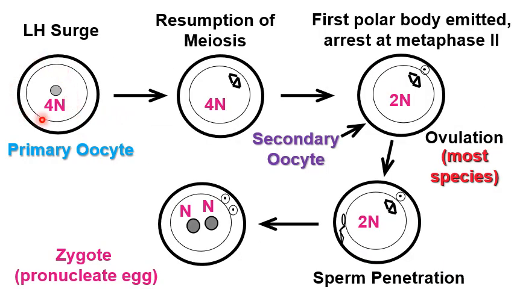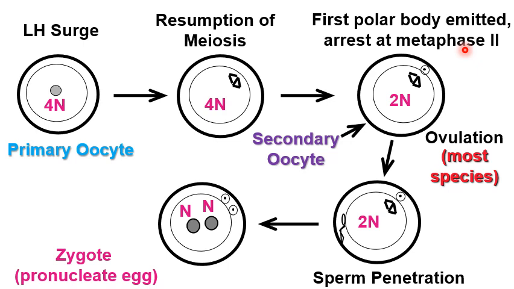A primary oocyte is formed as a result of meiosis 1, which occurs around 5 months during the development of a female fetus in humans. This new cell has 4N, or 4 times the number of chromosomes, in preparation to create new cells with the 2N number again. So the LH surge will bring about the resumption of meiosis, and this will form the secondary oocyte. During this time, the first polar body will be extruded or emitted, and the oocyte will be arrested at metaphase 2.